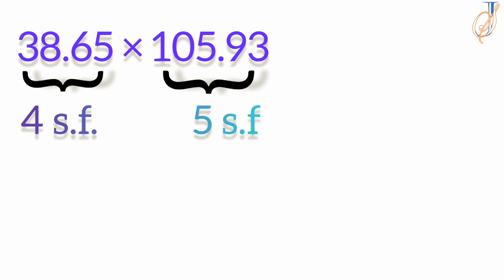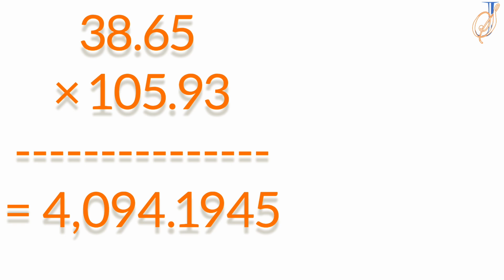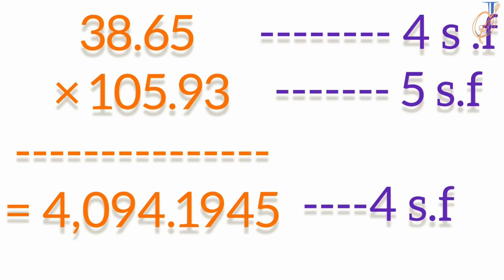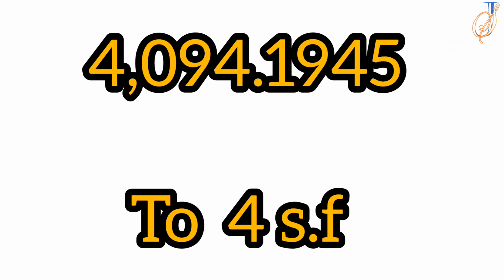38.65 has 4 significant figures. 105.93 has 5 significant figures. Here 38.65 has the lowest number of significant figures, which is 4. 4094.1945, you have to round to 4 significant figures.